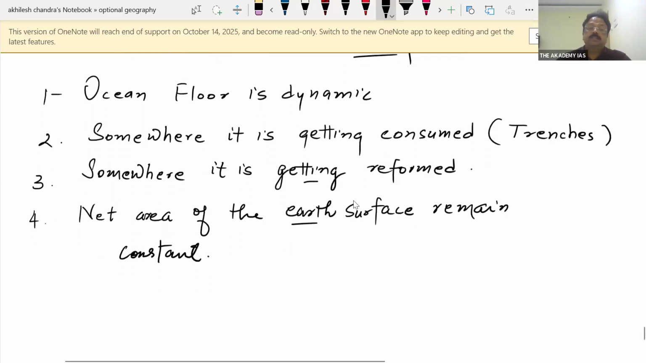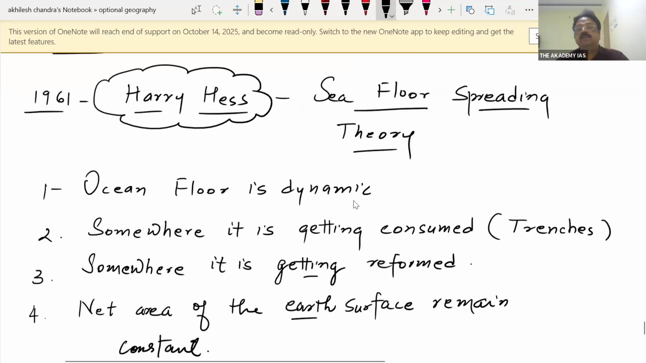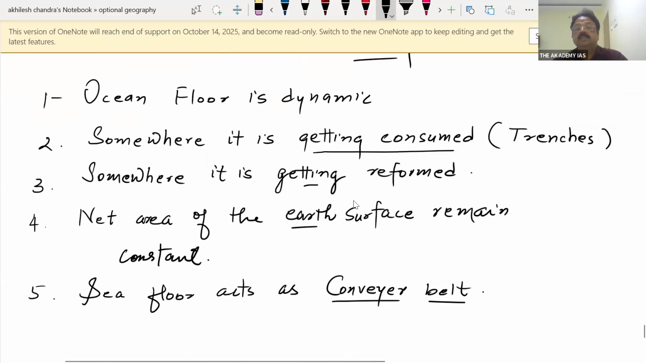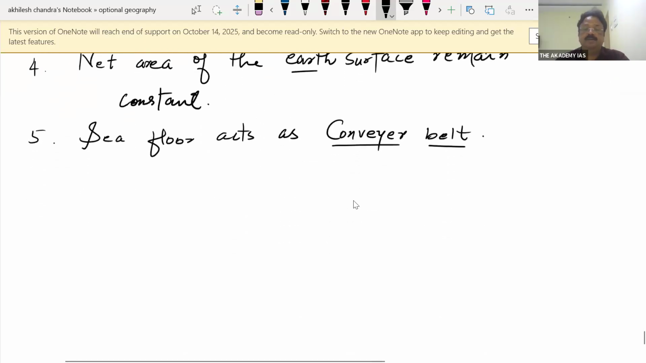Okay. Seafloor acts as a conveyor belt. Why did he name it seafloor spreading? Because somewhere it is getting consumed and somewhere it is getting reformed. So actually seafloor spreading takes place near the mid-oceanic ridge. And due to seafloor spreading, continents are drifted apart.